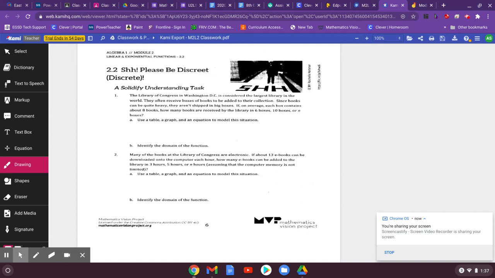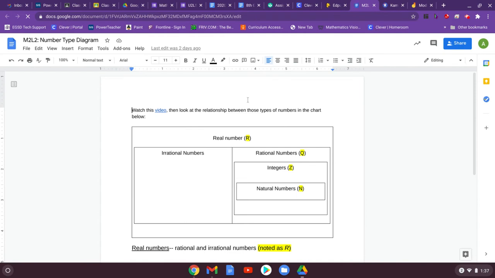Hi, this is Module 2, Lesson 2, Please Be Discrete. So we talked about discrete and continuous last time. Before we start into this one, we're going to be talking about domains. When we talk about domains, what you need to know is what type of numbers will go into what we put in for x values for our inputs. So this chart gives you an idea of what some of those options are.